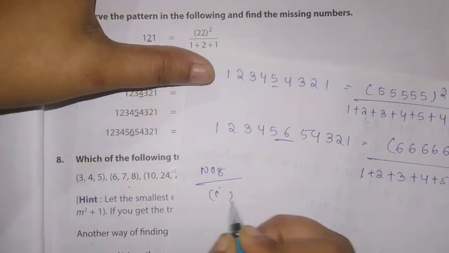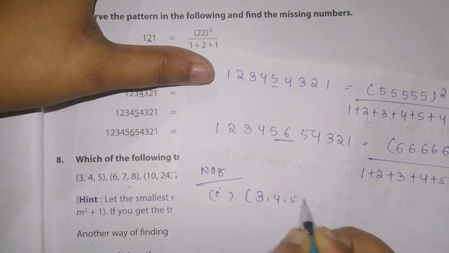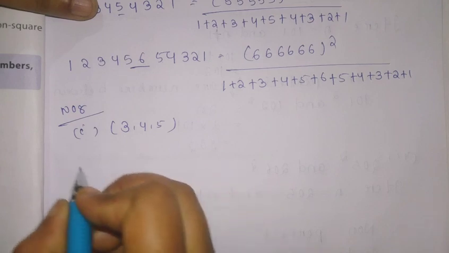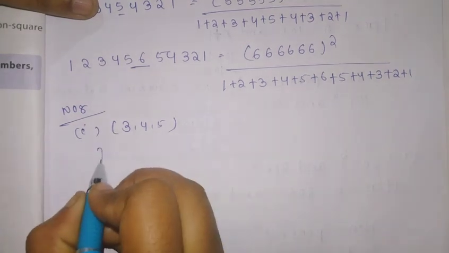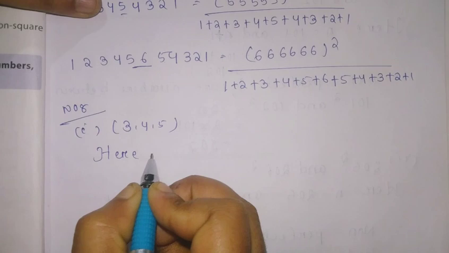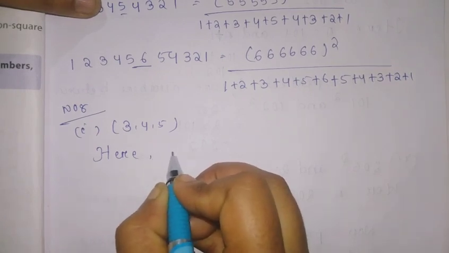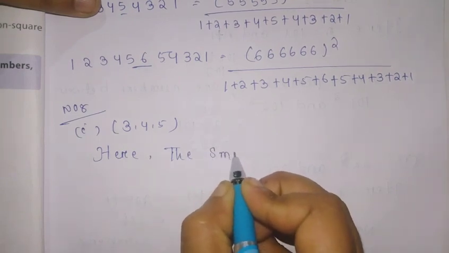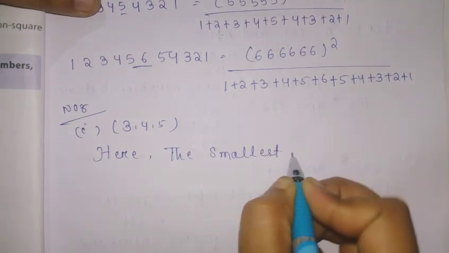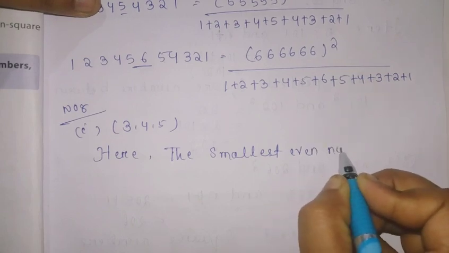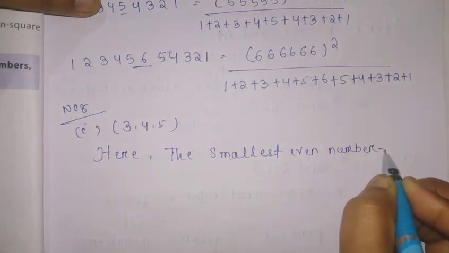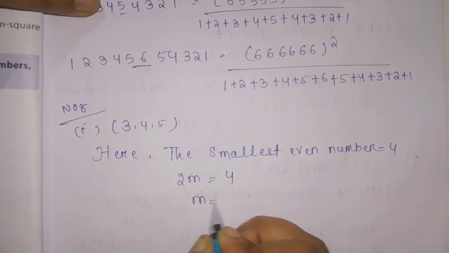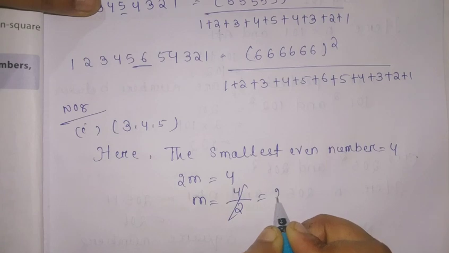First, 3, 4, 5. Taking the triplet, here the smallest even number is 4. The smallest even number equals 4. Then 2m equals 4, m equals 4 by 2 equals 2.